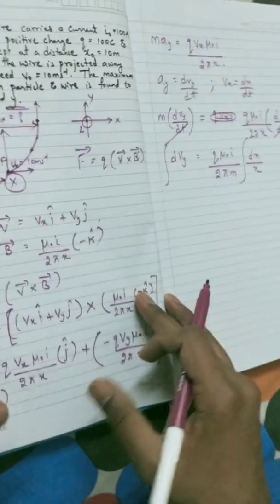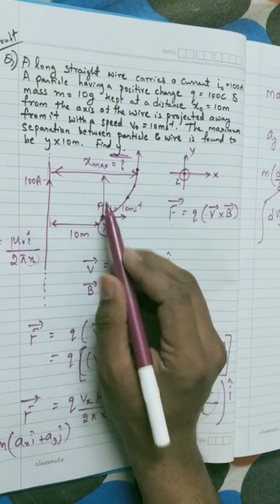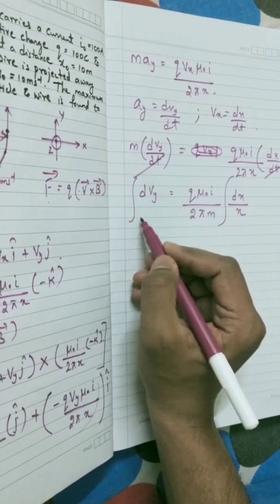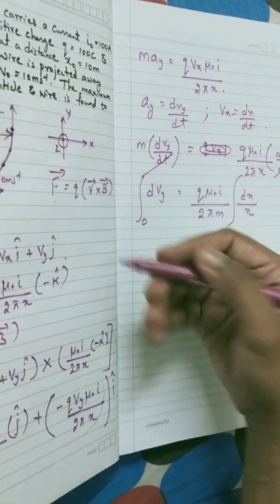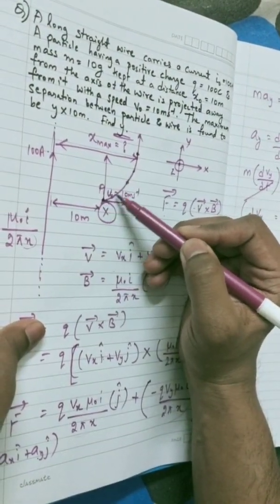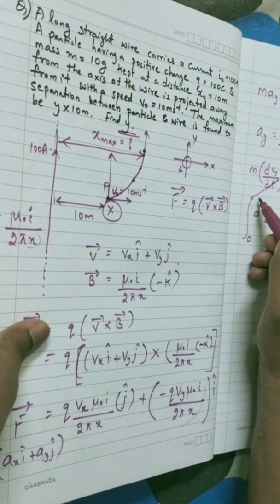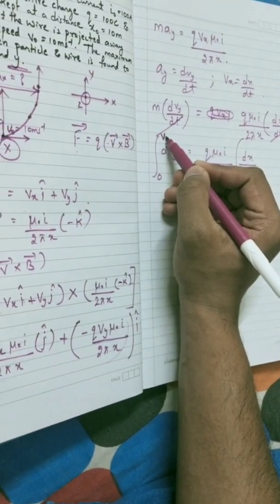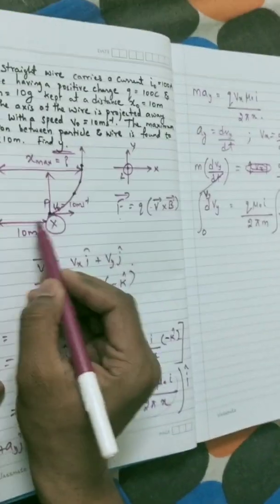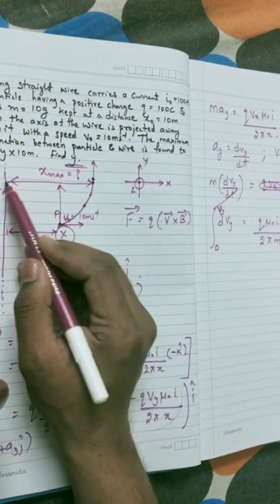Now initially the velocity was perfectly in x direction, the y direction velocity was 0. So initially the y component of velocity is 0, and when the particle reaches here, let the velocity be vy. Similarly, x initially is 10, and finally when the particle reaches this point, x is x max.